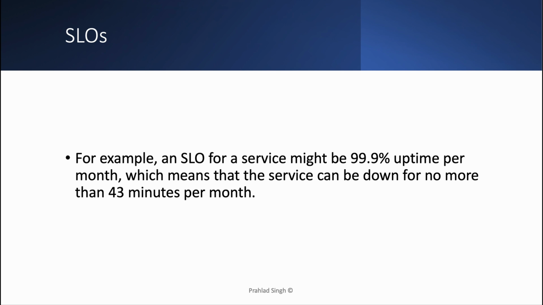An online retailer's SLO might be to provide 99.9% uptime for their website. This means that their website can be down for no more than 43 minutes per month. To measure this, they might use a monitoring tool to track the amount of time their website is up and compare it against their SLO.